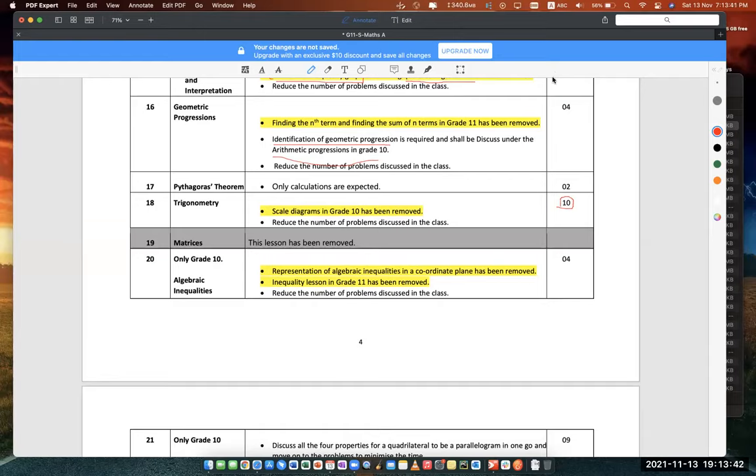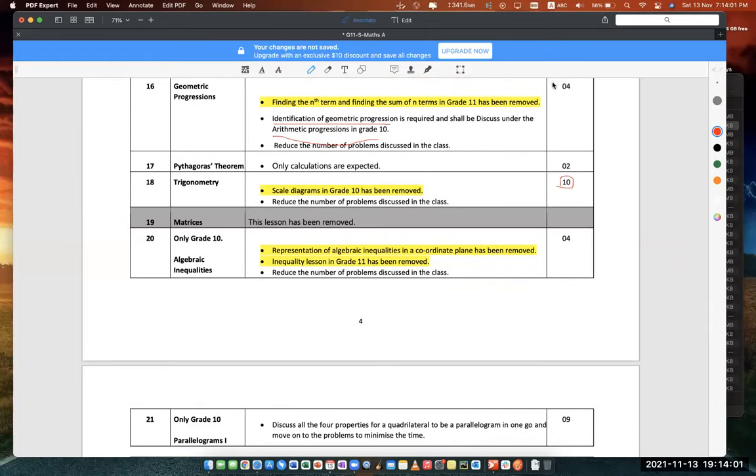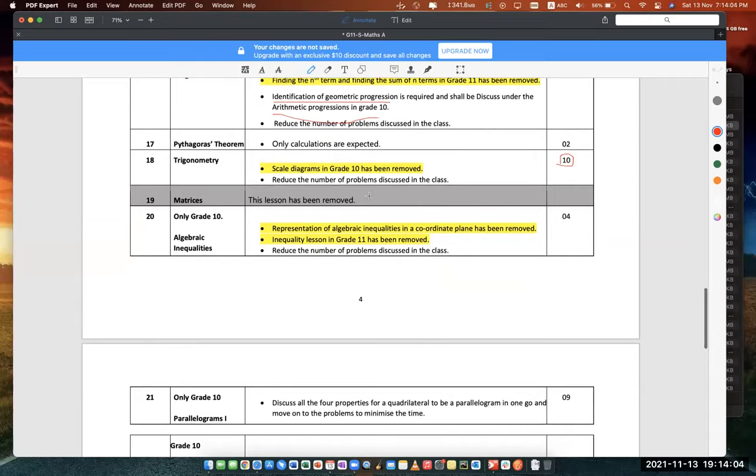Scale diagrams means drawing, you have scale drawing, right? So in grade 10, you have this lesson, scale drawing. That lesson they have removed in grade 10, not in grade 11. Lesson number 32, scale diagrams, is removed. Then matrices entirely gone. In part 1, you definitely had a matrix question in the first 25 questions. That question will not be there. So no more matrices. You don't have to learn this.